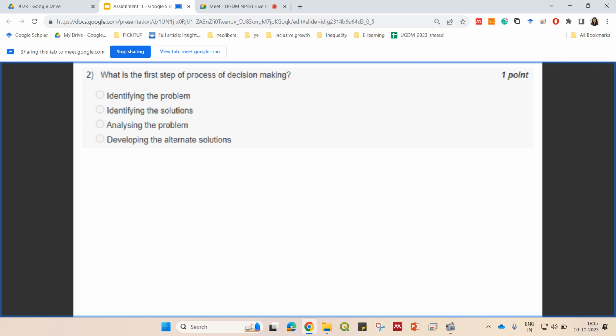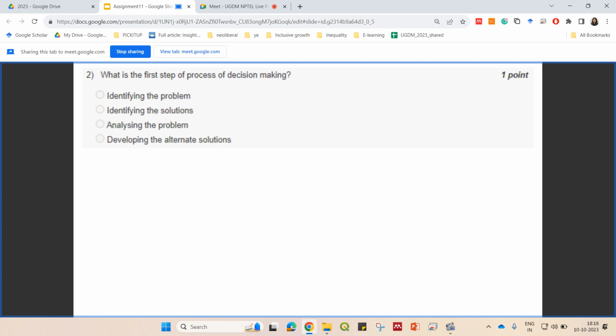The next question is, what is the first step of the process of decision making? And we have 4 options: identifying the problem, identifying the solutions, analyzing the problem, and developing alternate solutions. From the options only, it is very clear in any kind of decision making process which steps would come first. You can't identify the solution before you have identified the problem.